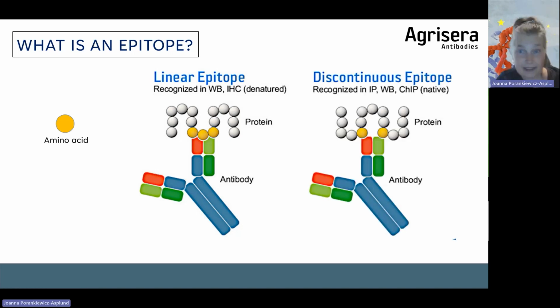Then we also have discontinuous epitopes. And as you see here, these are created by distant amino acids, which are brought together in the protein fold. And these epitopes are mainly recognized in techniques where proteins are in a native state, which can be immunoprecipitation, but also Western blot in native conditions, and chromatin immunoprecipitation. And the epitope, as you see here, can be 2, but up to 15 amino acids long.